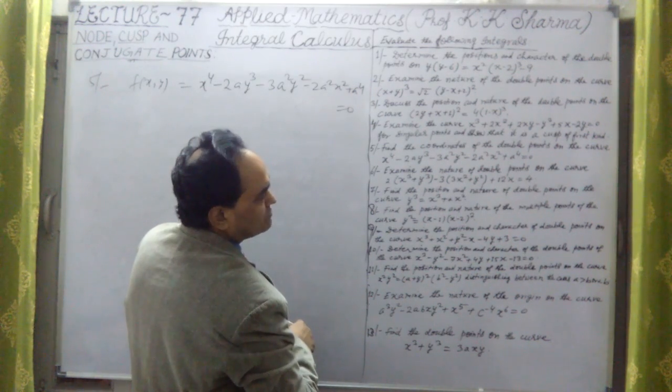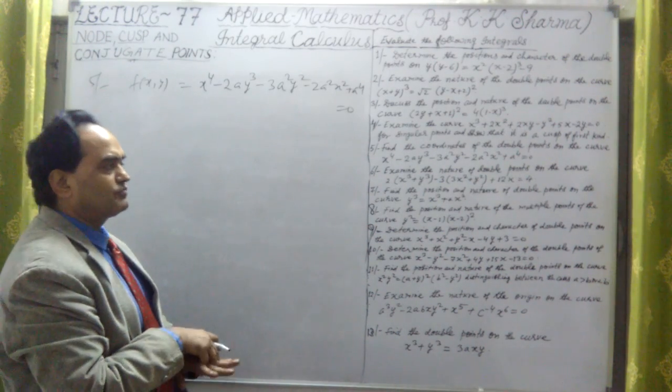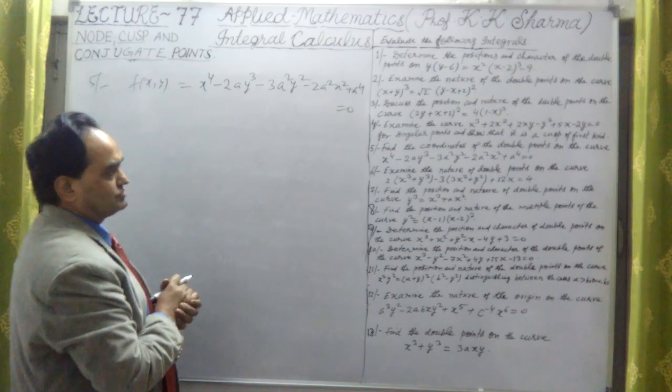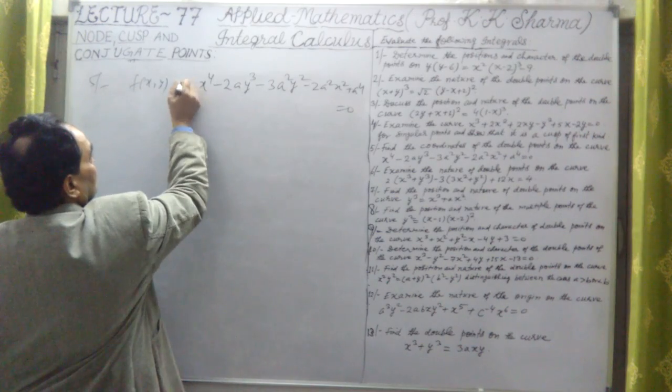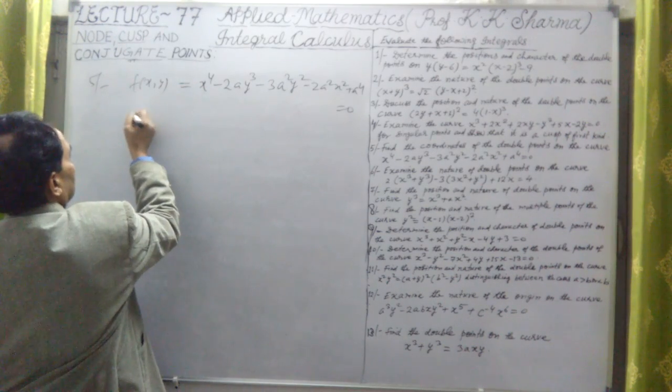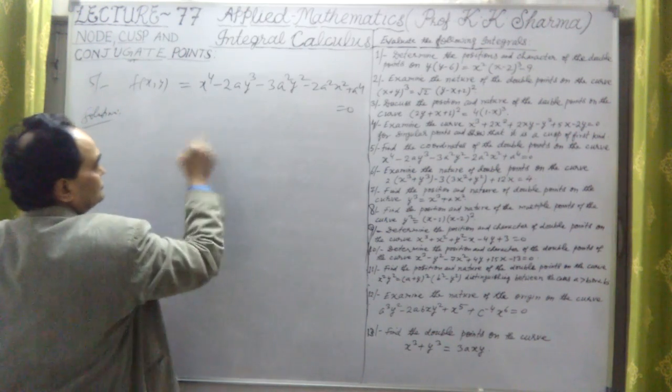Now find the coordinates of the double points on the curve. Coordinates of the double point we have to find out. This is only the coordinates we have to find out. Okay, so this we have calculated. So solution. We have to solve this equation.